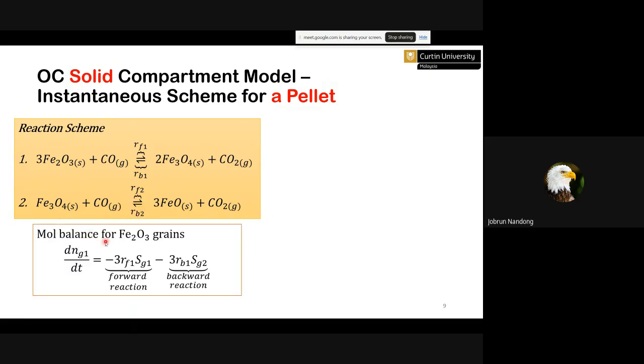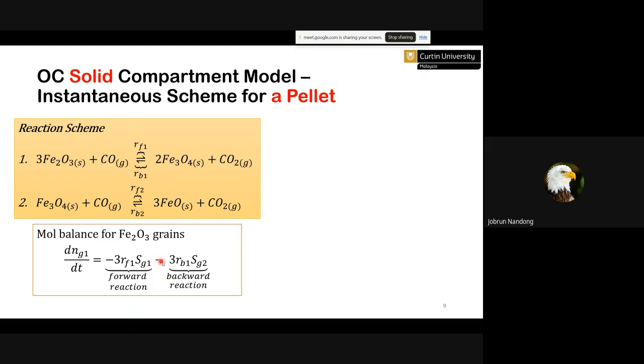So let's say we conduct a mole balance for the first grain, which is Fe2O3. Okay, we conduct the mole balance for that. So Ng here means the moles of grain. I indicate 1 for Fe2O3. If we look at this reaction, they will move to the other side. So this one is consumed. We have 3 of this. The stoichiometric coefficient for this is 3, so that is -3 because it is consumed by the forward reaction.